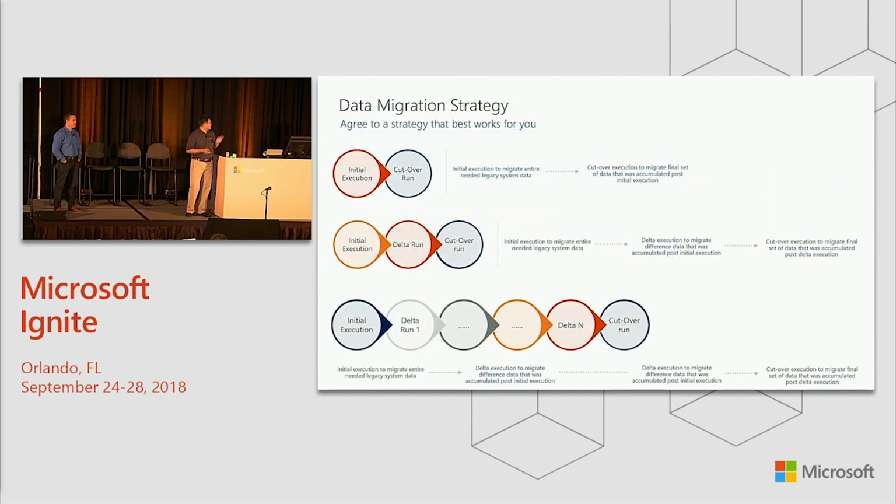I think Marty mentioned that already. So there are different types of strategies in place, right? You can load the data right before you go live, and then you can do delta runs. You can even do multiple delta runs. It depends on what your approach for data migration is. That's just a sample strategy that you can leverage on your project as well.